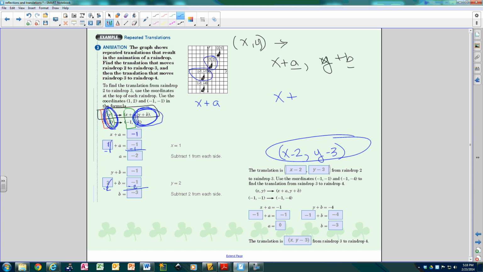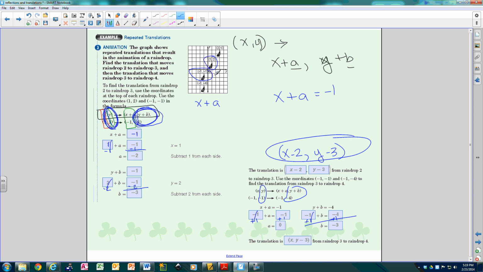X plus a equals -1. Okay? So now I know that x is -1. So if I add 1 to both sides, I get that a is 0. So I'm not going to do anything to the x value. And then the y value, since y is -1, because right here y is -1, and y plus b is -4, so I'm going to replace the y with -1, and then if I add 1 to both sides, it cancels, and b is -3.